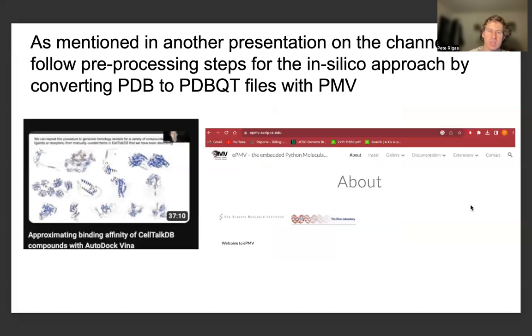And as we had mentioned in another presentation on the channel, there are several different types of preprocessing steps which can be used for the in silico approach, in which we want to convert from PDB to PDBQT files with the Python Molecule Viewer. The Python Molecule Viewer is another really great open source add-on which one can use in addition to AutoDock Vina, and it allows the person to look at different ways to interface molecules and determine how the binding pocket or the binding region of an AutoDock Vina simulation would be able to look at different regions of a structure of a ligand and receptor.